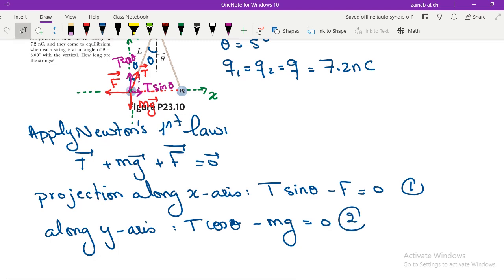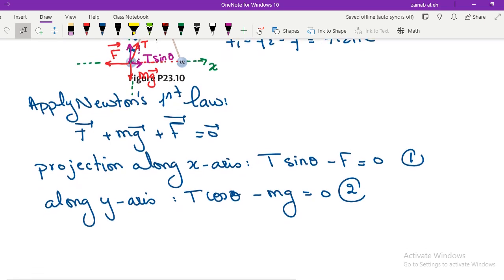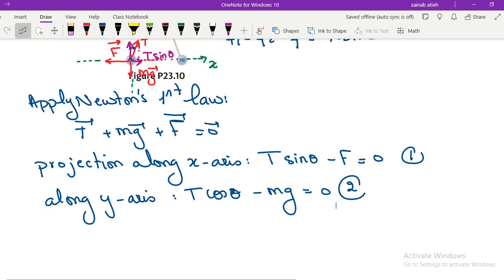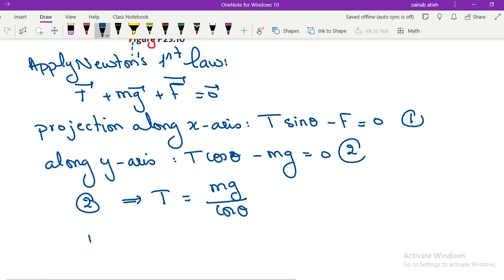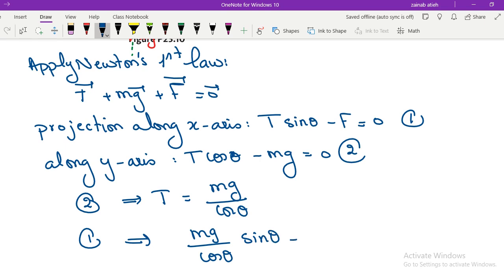Now I will use equation 2 to find T, and then I will insert T in equation 1. You can do whatever you like; you will mix these two equations to solve them. So using equation 2, we get T equals mg over cosine theta, and now I will use equation 1 to insert this equation. So equation 1 implies mg over cosine theta times sine theta minus F is equal to 0.